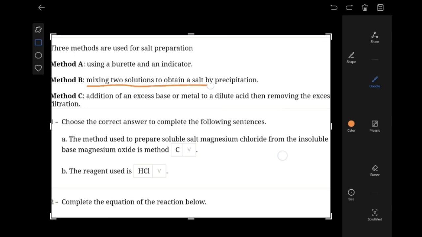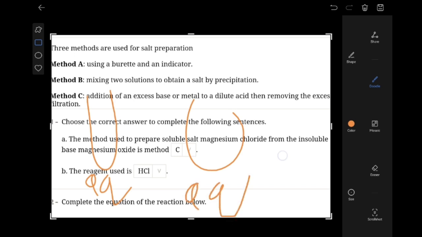Mixing two solutions to obtain a salt by precipitation. This is when you want to get an insoluble salt. The way precipitation works, you have two aqueous solutions, and you mix them to get a precipitate.